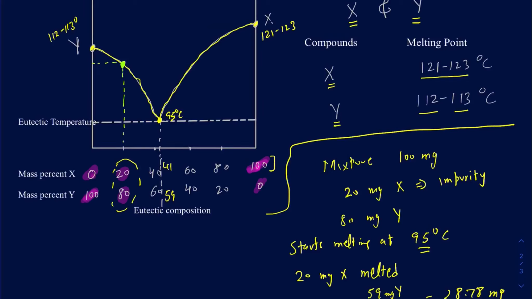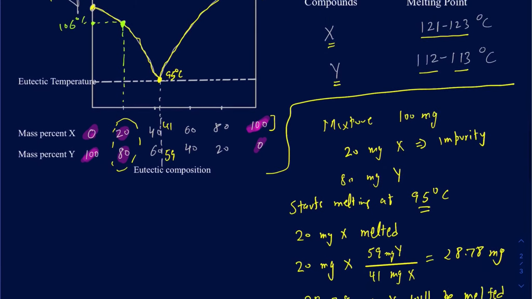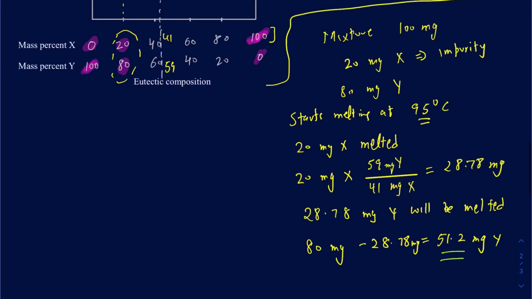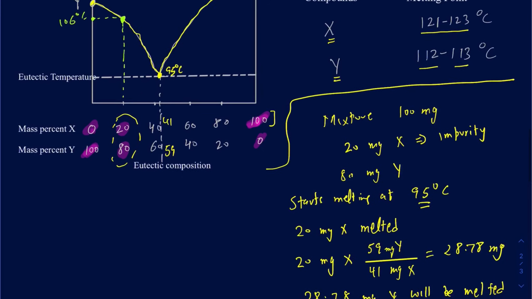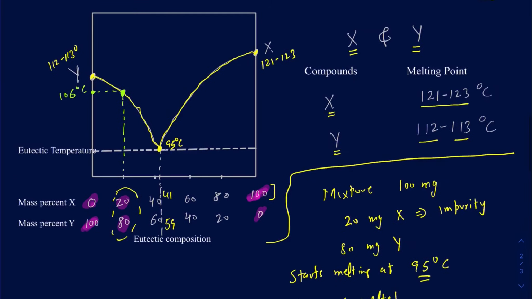Well, it's going to be a little bit less than 112. So if I just make up a number here, because I didn't really draw this to scale, I can say this will be 106 degrees Celsius. So you will have a broad melting point for this particular mixture starting at 95 degrees Celsius all the way to 106 degrees Celsius. So once it reaches 106 degrees Celsius, all the remaining Y will be melted.